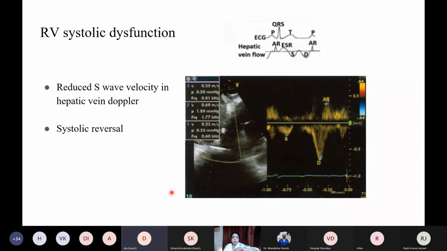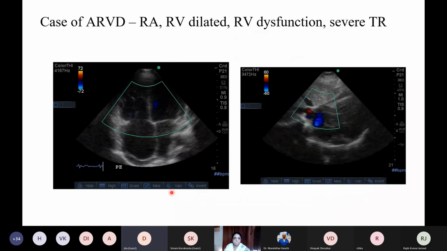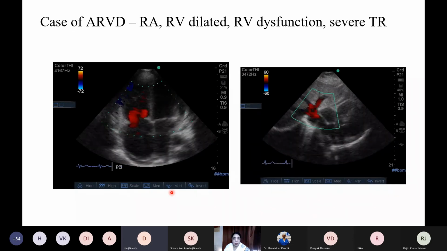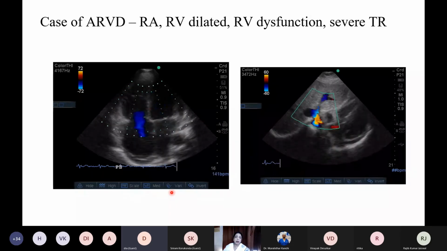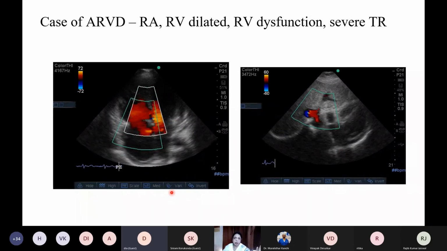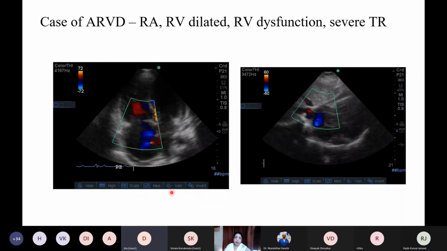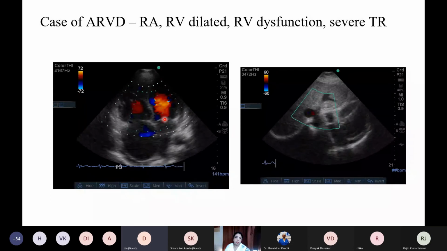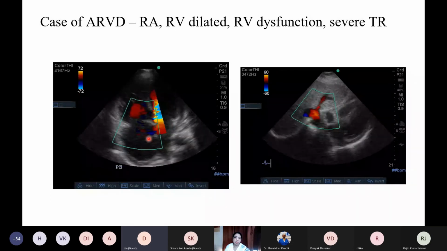In RV systolic dysfunction, again there is a reduced S wave, and in a severe case there is systolic reversal on hepatic vein Doppler. These are the last two slides. This is a case of arrhythmogenic right ventricular dysplasia. It's a genetic disorder where there is dilated RA, dilated RV, RV systolic and diastolic failure, severe TR, and non-coaptation because of the severe dilatation over here. There is non-coaptation of the tricuspid valve.